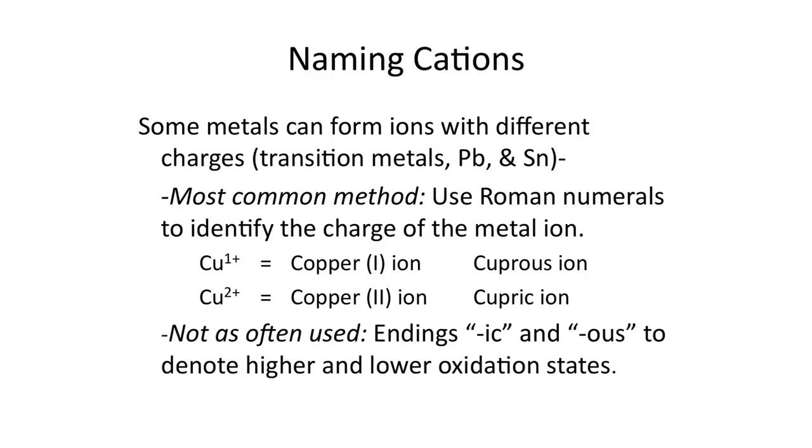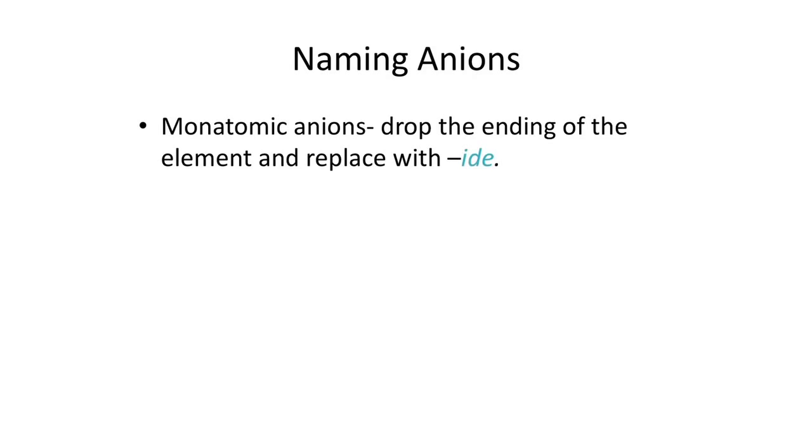An alternate way to do this would be to use the endings ic or us to denote higher and lower oxidation states. This method isn't used a whole lot anymore, so in this tutorial, we will just be using Roman numerals to identify the charge of the metal ion. Okay, that about covers how to name the cations, so let's talk about how to name the anions.